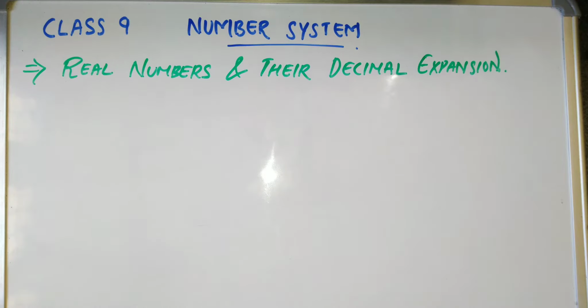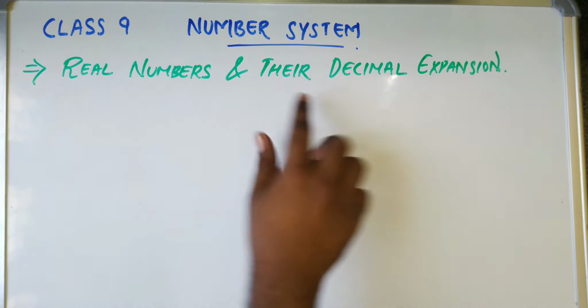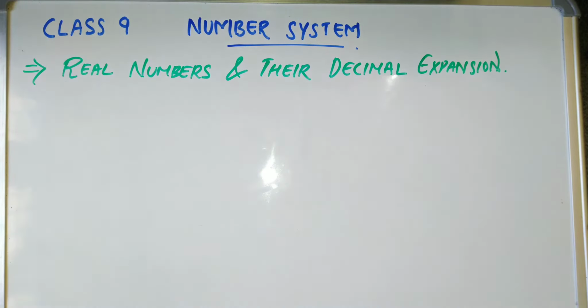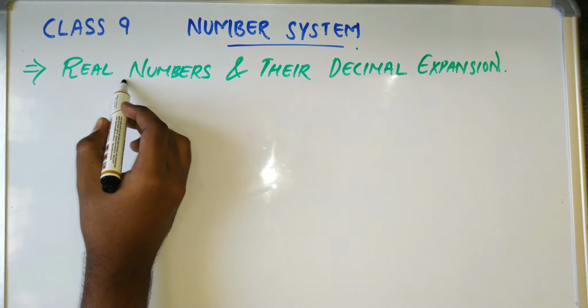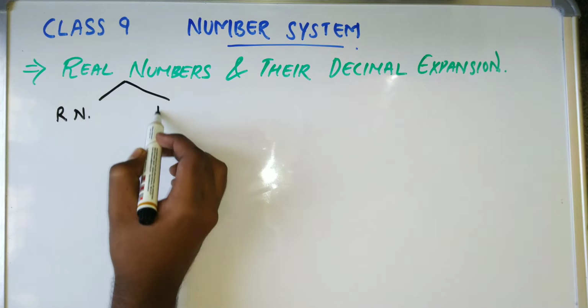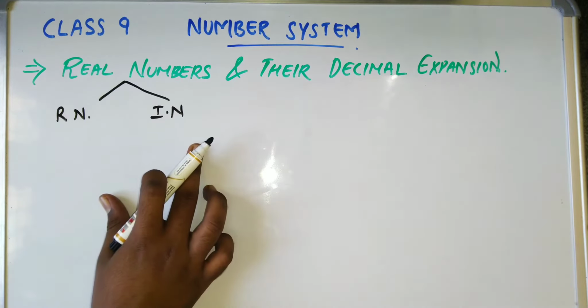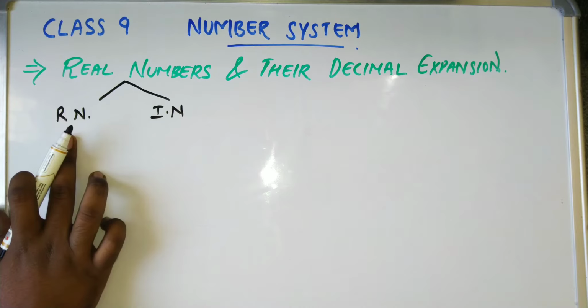So hello guys, in this video we are going to discuss rational numbers, that means the real numbers and their decimal expansion. Basically, real numbers can be categorized into two: the rational numbers and the irrational numbers. I'll start with the rational numbers.